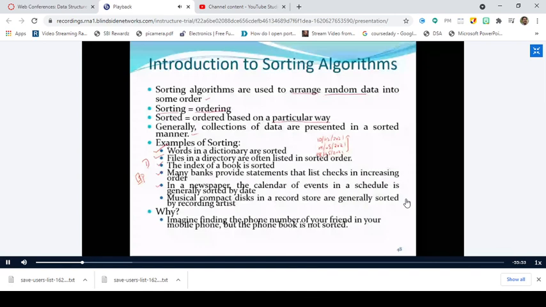Similarly, if you want to get the books from the ECE, there are racks labeled with ECE. So you can directly go to the ECE rack and search for the books. And sometimes the books in the racks are also arranged in alphabetical order, right? So this is how we find a lot of applications where the list of elements is arranged in sorted order.